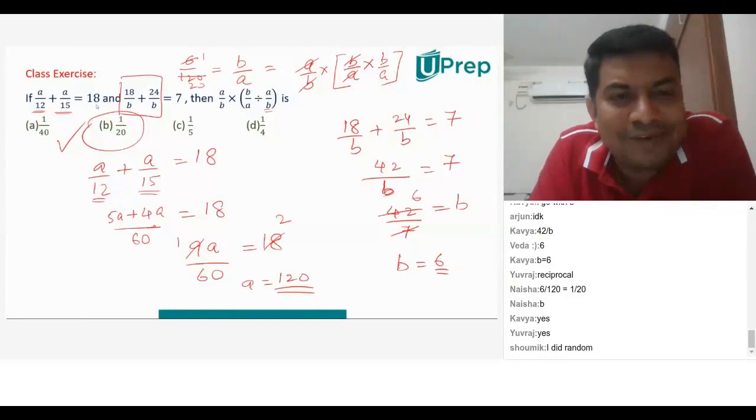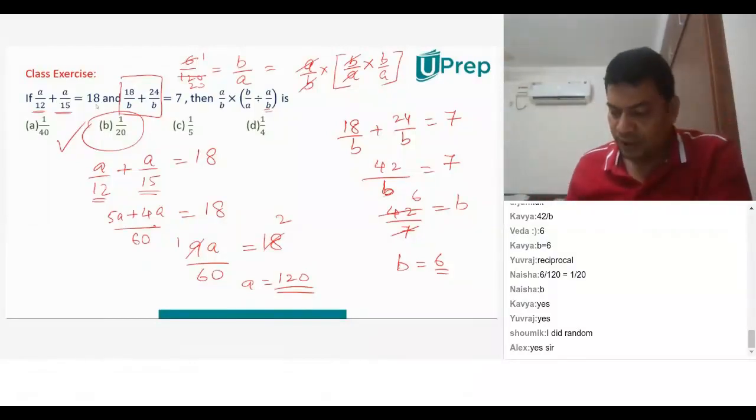Shaumik, how are you? Is that okay? What did you do? I did random. What do you mean by you did random? Sir, I understood how to do it, but then I was too slow. Okay, good.